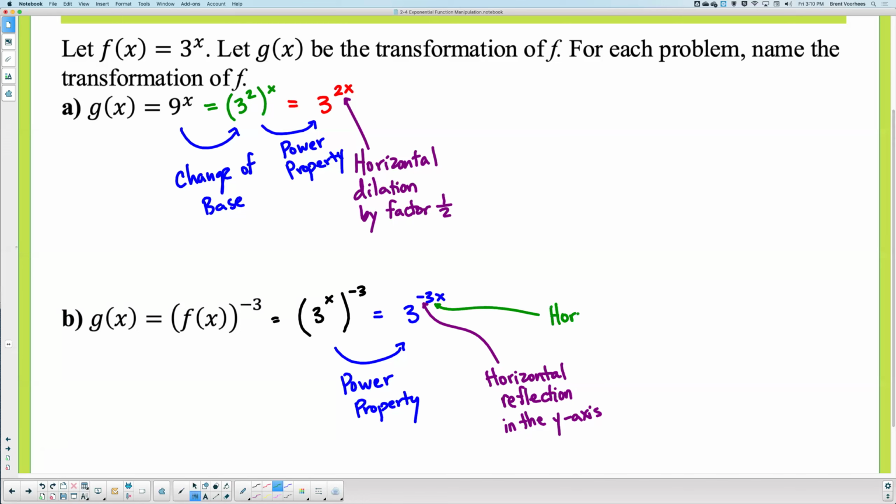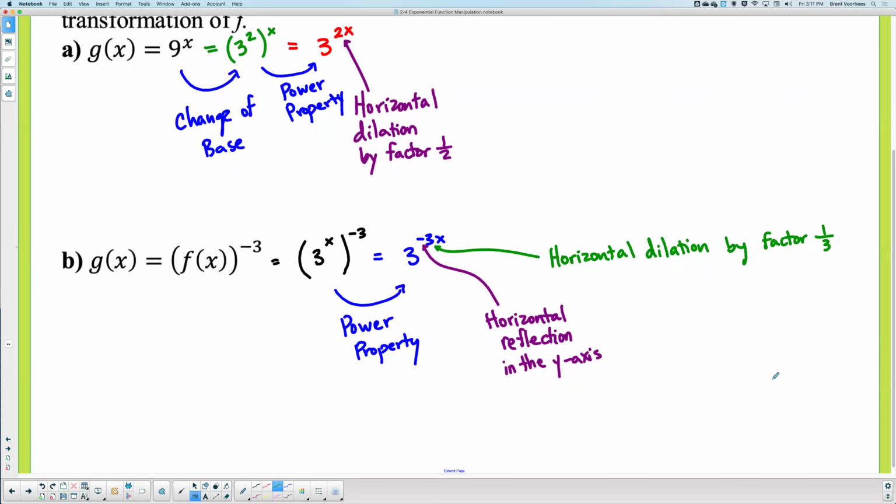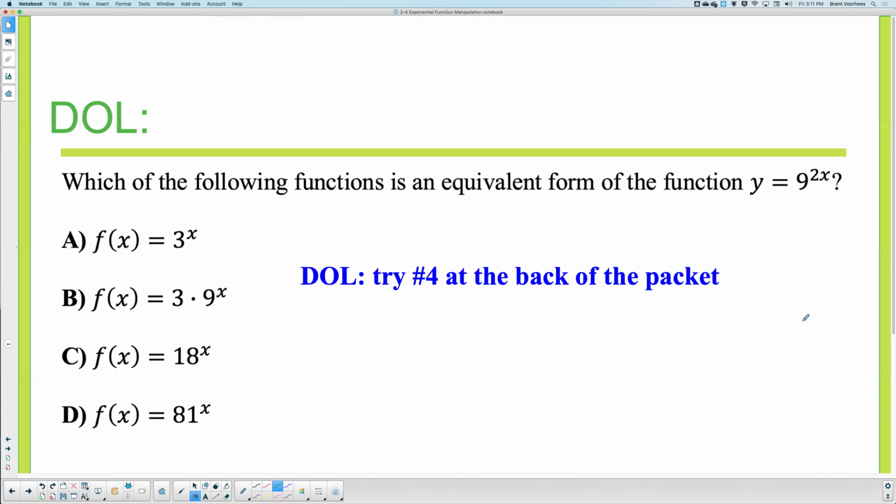So this would be a horizontal dilation. And if it's a dilation, you always say by factor. Since it's a horizontal, it's going to be the opposite. Instead of multiplying by 3, we would divide by 3. Therefore, it's 1/3. All right, so now you can go try number 4 at the back.